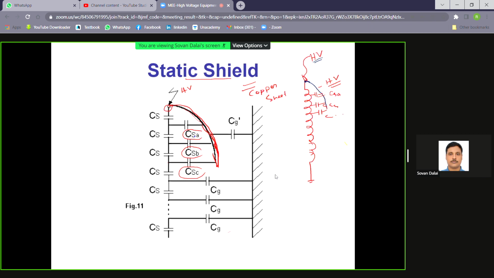So some capacitance is formed with the different positions of the disks along the transformer winding. Now if you measure the capacitance at the terminals A and B, what is the equivalent capacitance?